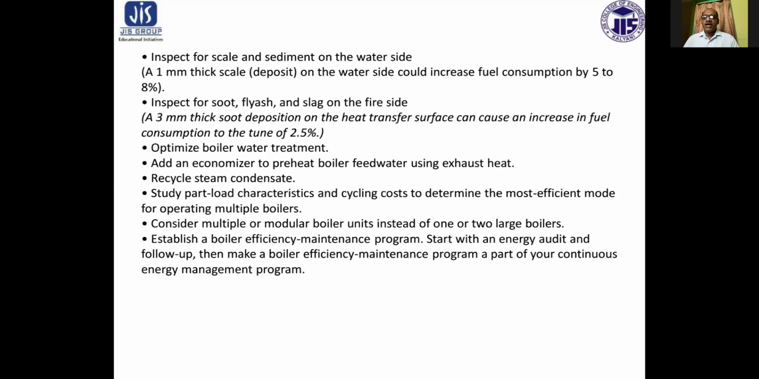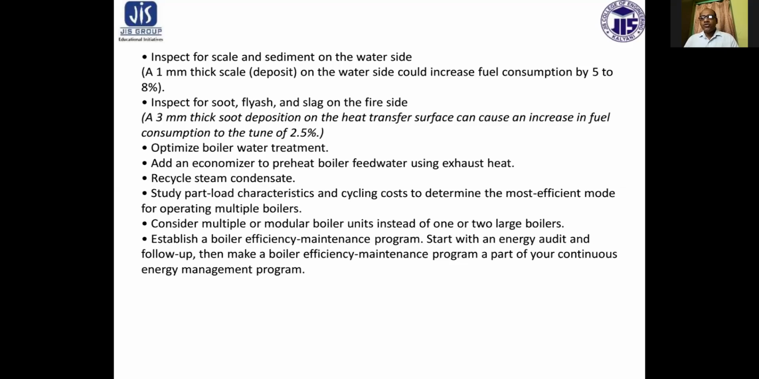So in earlier days there was an open cycle we were using. Nowadays it is a closed cycle, so somewhat we can reuse the condensate. Otherwise it will be costly to make the feed water. Economizers are also there to preheat the feed water to the saturation temperature.